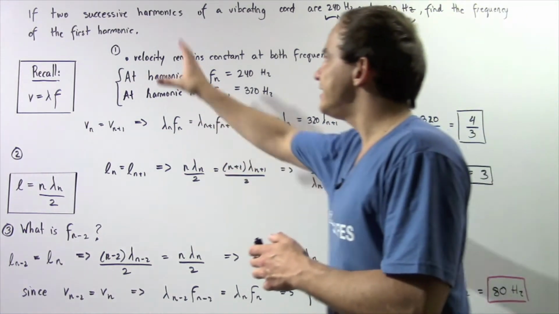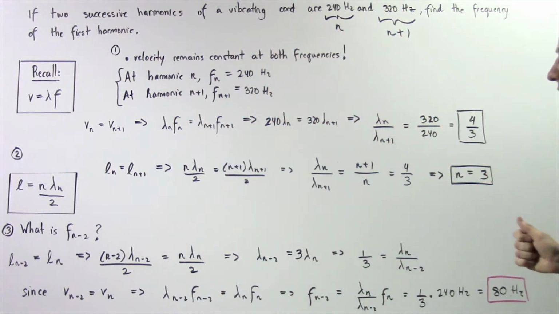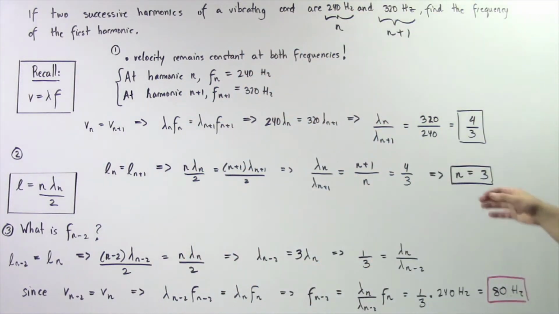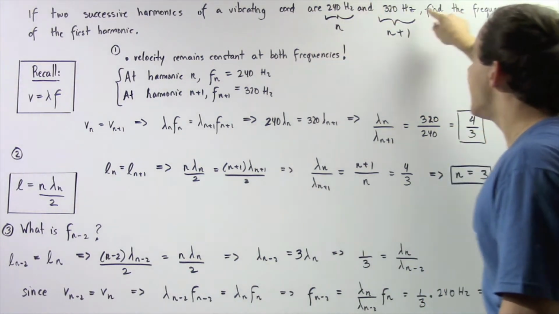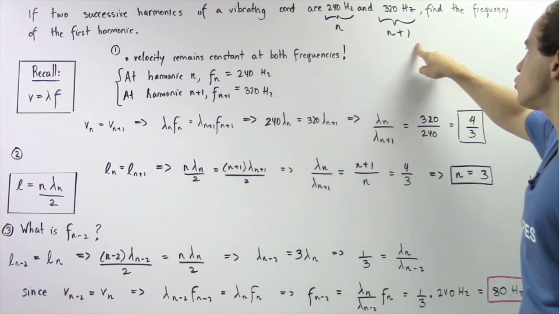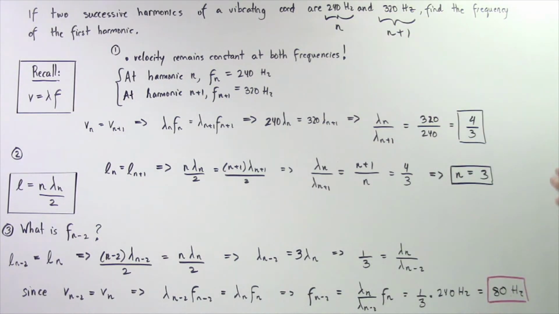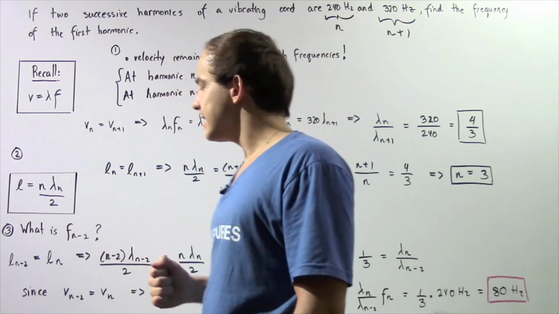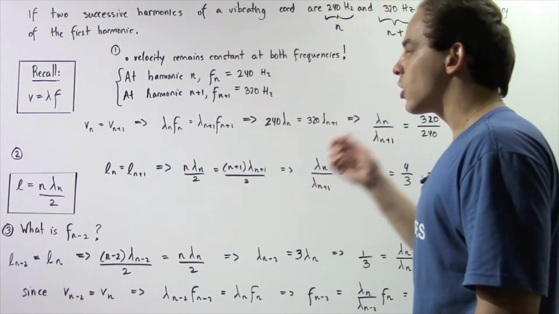So what we essentially did in part 1 was find the ratio of the two wavelengths, and then in part 2, we used that ratio to calculate the actual value of n. That means this is our third harmonic and this is our fourth harmonic, because if n is equal to 3, then n plus 1 is simply 3 plus 1. So this is the fourth harmonic. Now we want to use this information to calculate the frequency at n minus 2, or the frequency at our first harmonic.